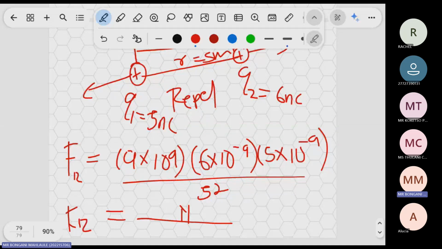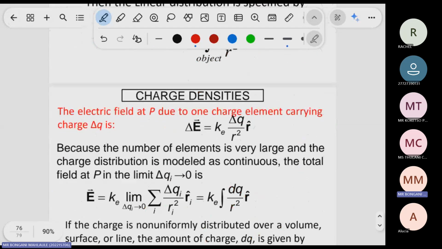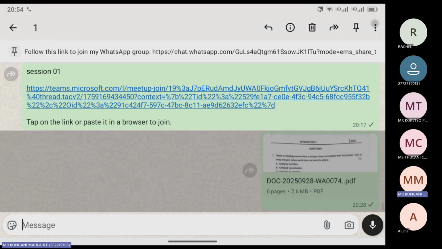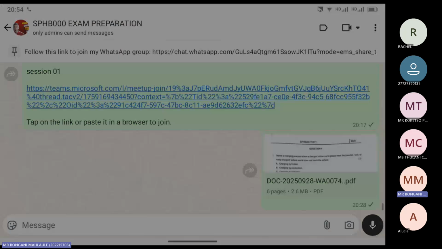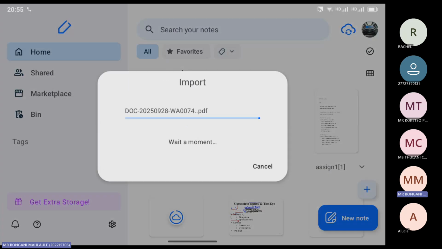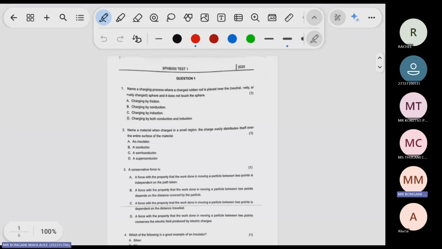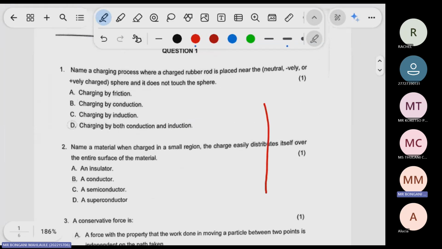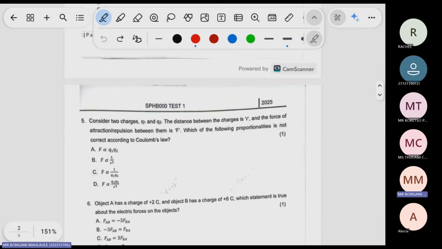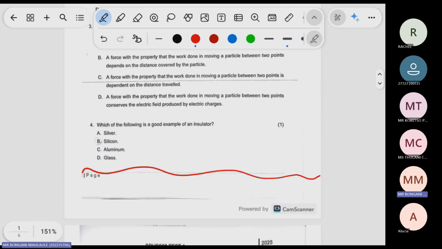So let me do this. Let me see on your test one what they were asking. I'll have to share this again. Let's check what was there on test one. The first question they were asking about what? So this is the theory that I was talking about. From 1 up to number 4 is the theory that I was talking about.